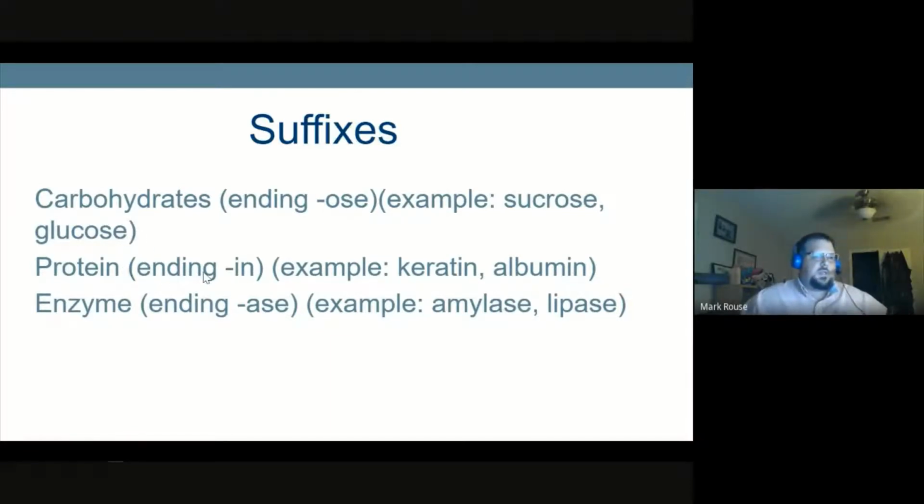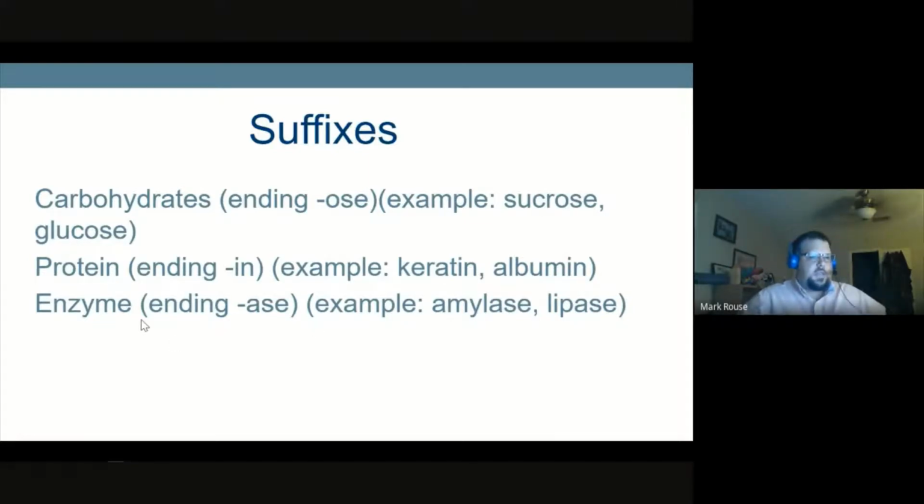Proteins typically end with the suffix in. For example, we have keratin, which is what our fingernails are made out of. It's the protein that hardens up, and that's where your fingernails and toenails come from. And you have things like albumin. Albumin is egg whites. If you cook eggs, it starts off a yellowish, runny liquid, and then it turns into a white or hardened yellow substance. That's the denaturing of proteins, is what we call it.